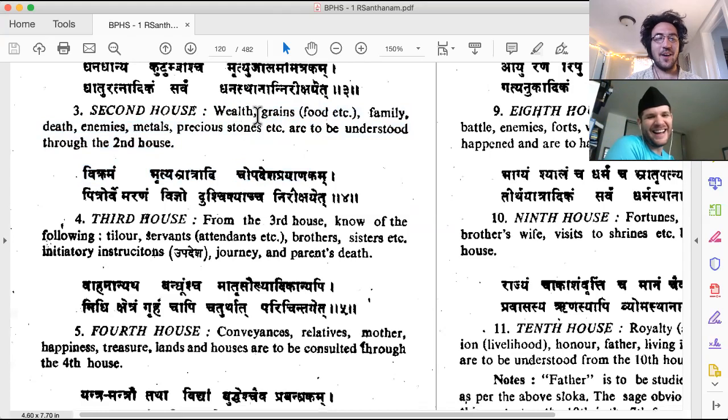Okay. Wealth, grains and food, family, death, enemies, metals, precious stones are to be understood through the second house. This is very simple. The second is the sustenance you need for the body, and that's food, grains, water. And family too, early on. Yeah, exactly. That's what I was going to say.